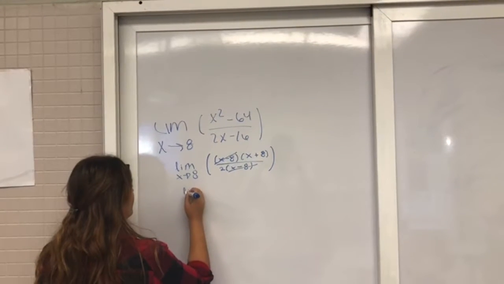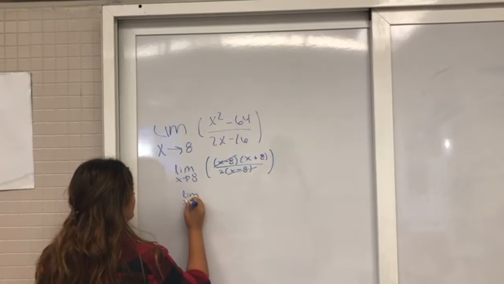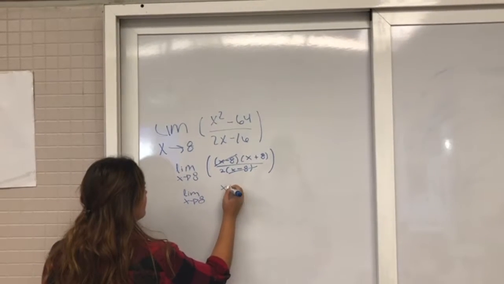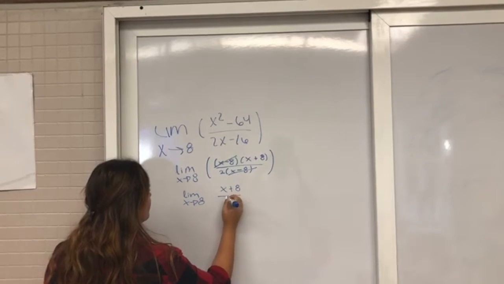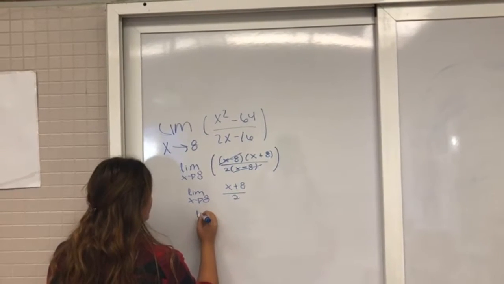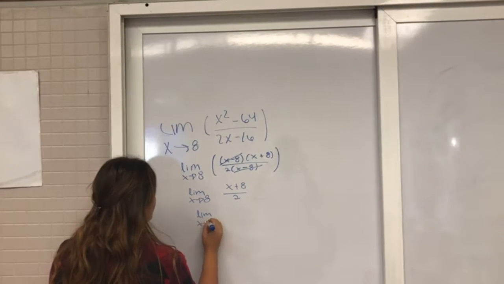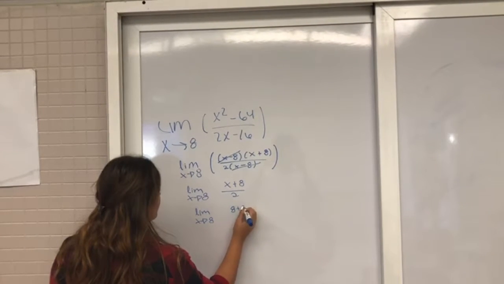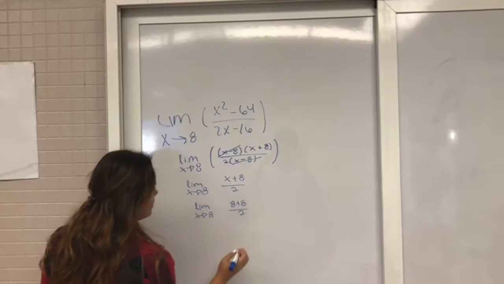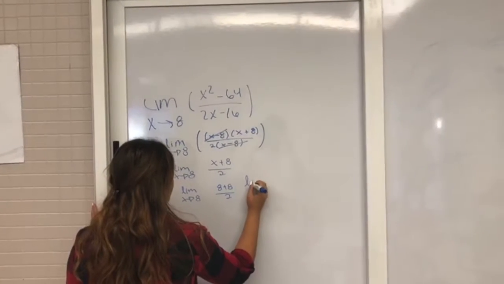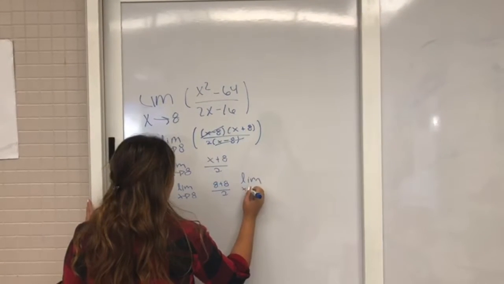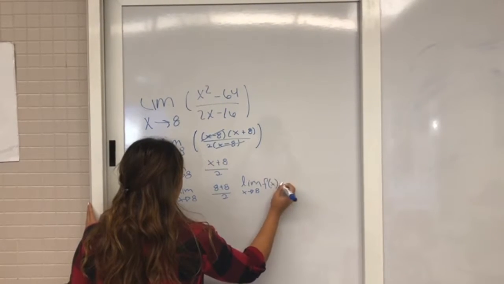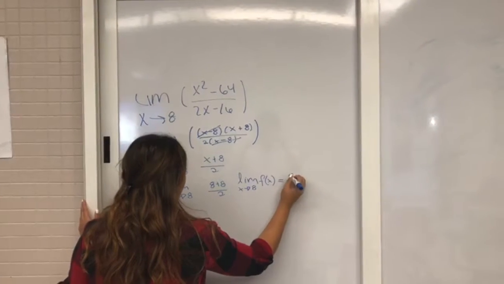We cancel both x minus 8 on top and on bottom. Then we wrote down what we had left, which is x plus 8 on top and a 2 on the bottom. Then we just substituted the 8 into the equation we had left. And finally, we wrote down the final answer, which is the limit of f of x as x approaches 8 equals 8.